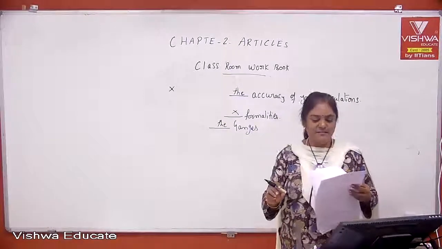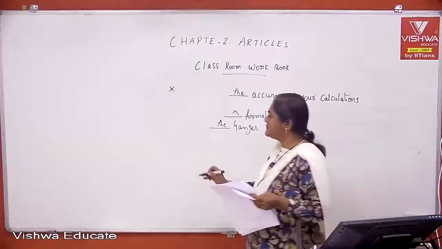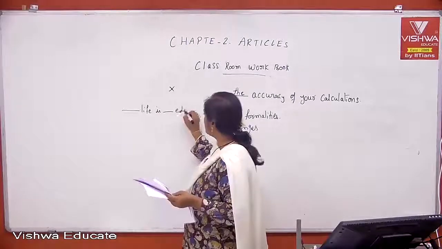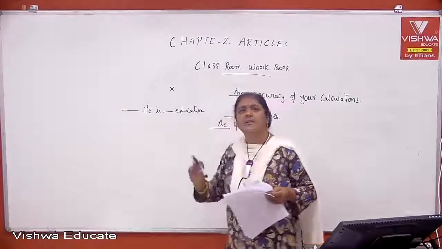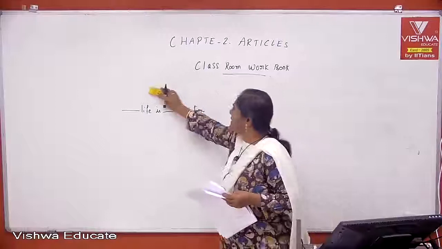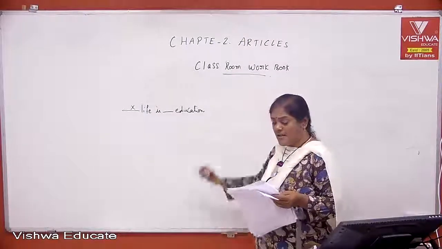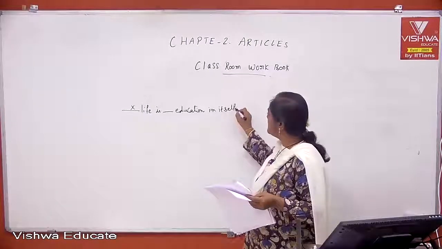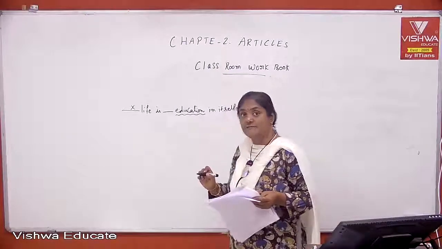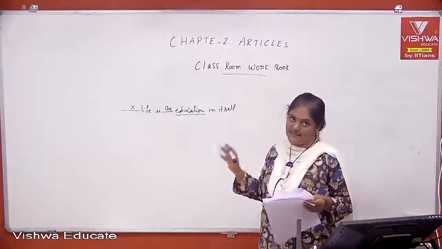Okay. Next one. Number 9. Blank life is blank education in itself. Life, what is it? Uncountable, an abstract idea. Hence, no article before life. Education in itself: education is a common noun, and it begins with a vowel sound. Hence, what do we use there? An. So, life is an education in itself.